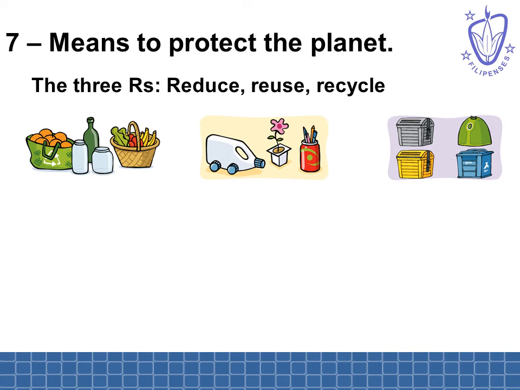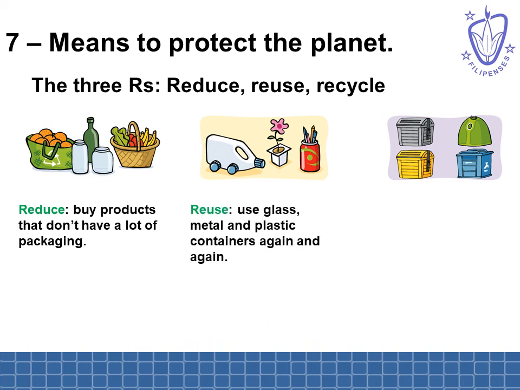Okay, what can we do to protect the planet? We have the three R's: reduce, reuse, recycle, and they are in the correct order. Las tres R's: reducir, reutilizar, reciclar. First, we must reduce, consume fewer things, buy fewer things with less packaging. Second, reuse, reutilizar, use containers over and over, try to produce less waste. And last, recycle. If you cannot reuse it, put it in the correct bin so that it can be processed into new materials.